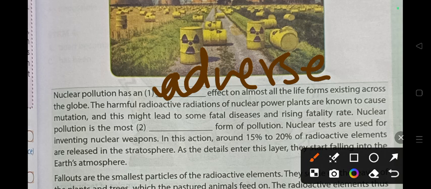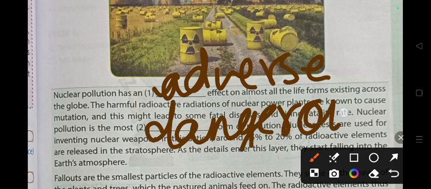The harmful radioactive radiations of nuclear power plants are known to cause mutation and this can lead to some fatal diseases and a rising fatality rate. Nuclear pollution is the most dangerous. So we'll write here dangerous. Dangerous form of pollution.